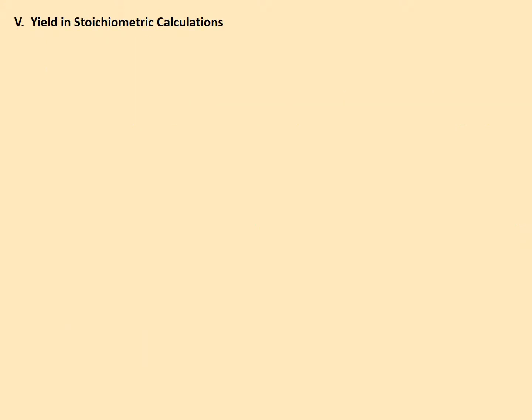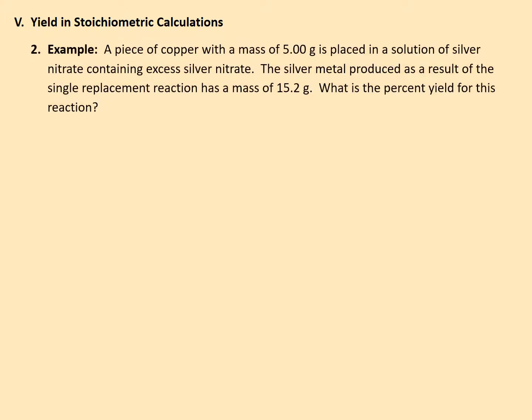So lastly, we'll take a look at an example where we'll be asked to calculate the percent yield in a stoichiometry problem. So in this example, we're told that a piece of copper with a mass of 5.00 grams is placed in a solution of silver nitrate containing excess silver nitrate. The silver metal produced as a result of the single replacement reaction has a mass of 15.2 grams. What is the percent yield for this reaction?